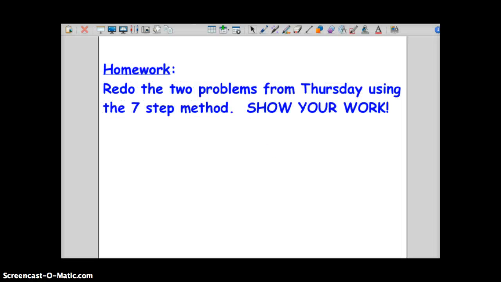Your homework for tonight. Redo the 2 problems that you did with the guess and check method from Thursday and use the 7-step method this time. Make sure you show your work. It's okay if you work together, but each individual student will need to turn in their own product.